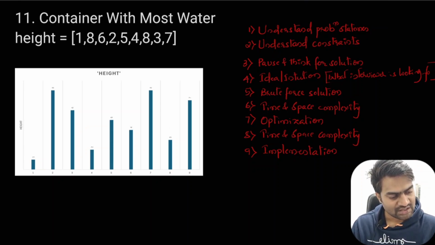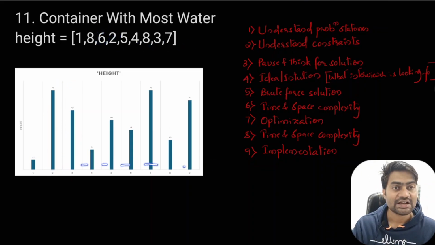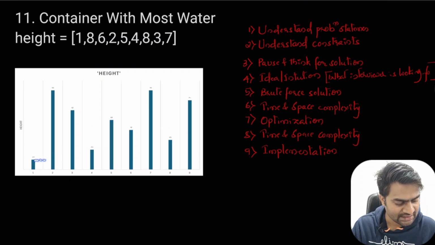Now they have given this particular height array, and this is of height 1, this is of height 8 and 6 and so on. I have drawn the heights in a graph here. If I consider this particular line and this particular line, what is the maximum amount of water I can store? I can store water till here. This is the maximum amount of water I can store between these two lines. If I try to fill more, it gets overflowed.